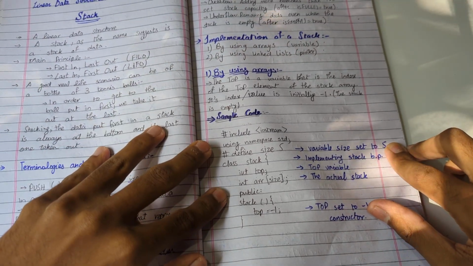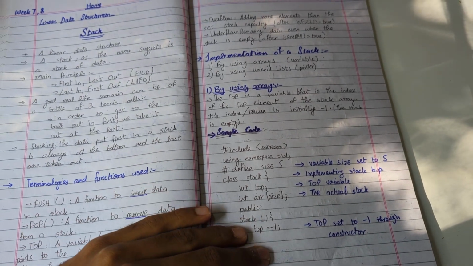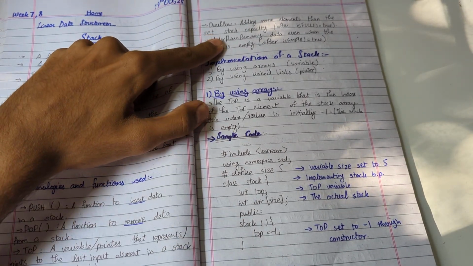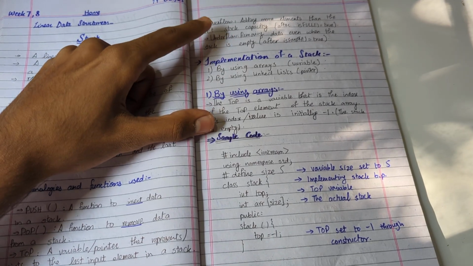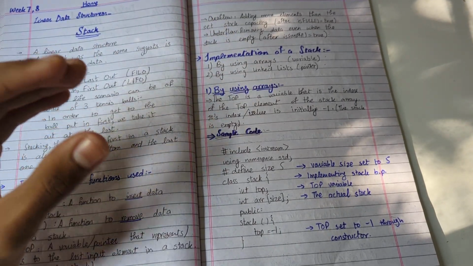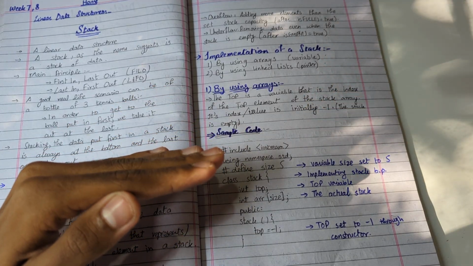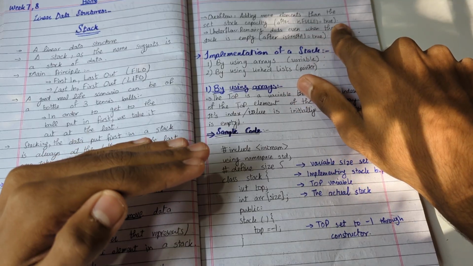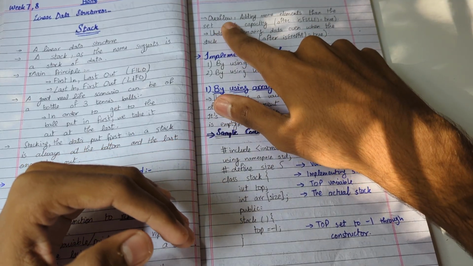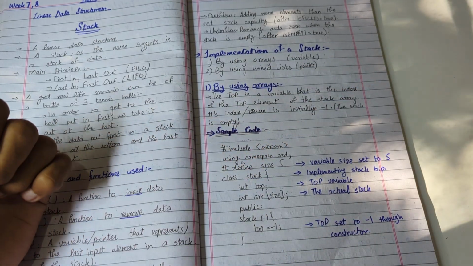Okay, so furthermore, we have overflow. Overflow is adding more elements than the set stack capacity. We set a capacity for a stack, and if we try to add more elements after the stack is full, after isFull is true, then it's called an overflow. Similarly, underflow is removing data even when the stack is empty.